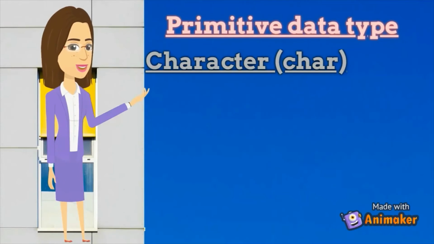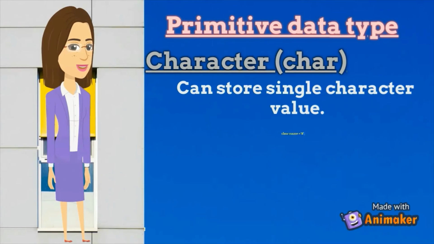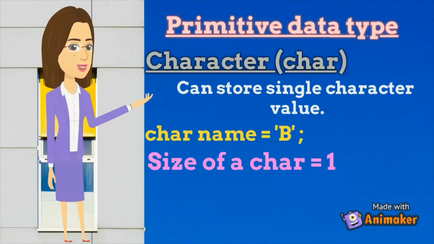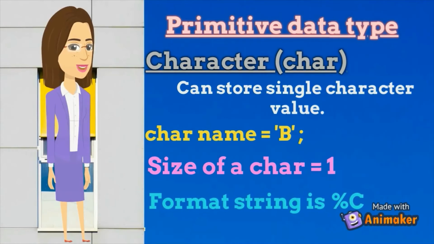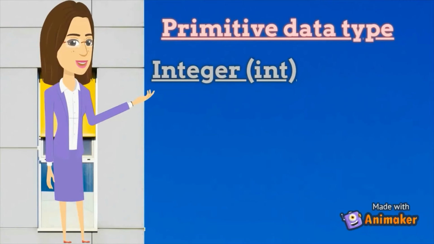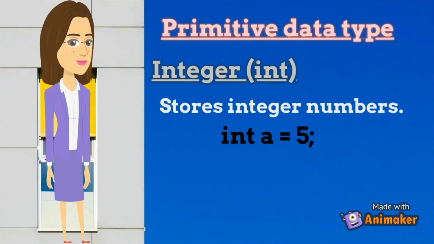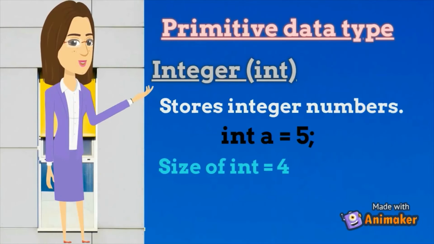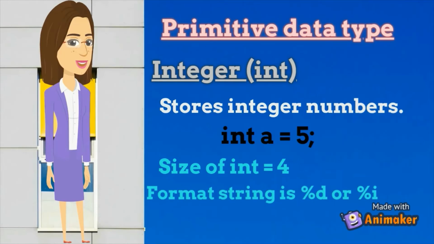In character data type we can store a single character value, and size of a char is 1. Format string for char is %c. An integer can store numbers without the decimal part. Size of int is 4, and format string is %d or %i.